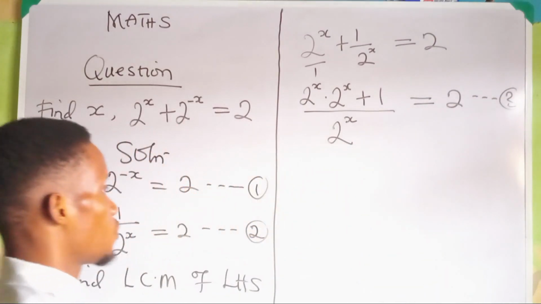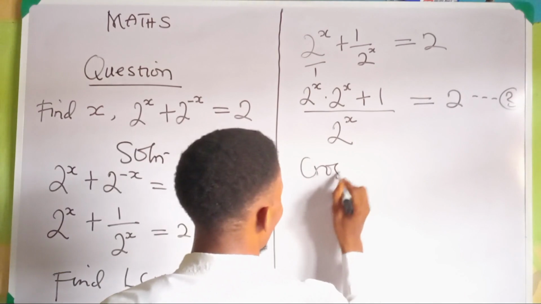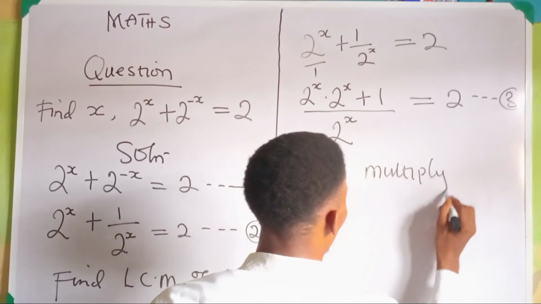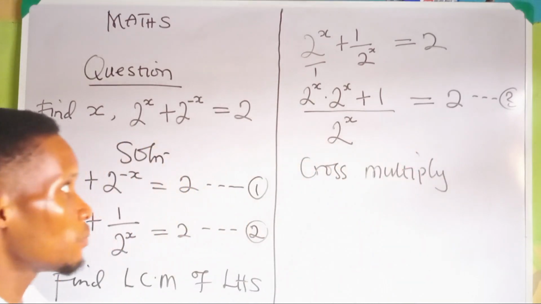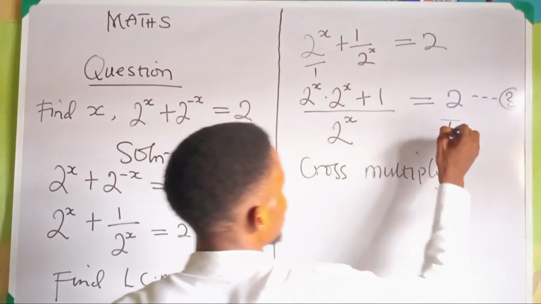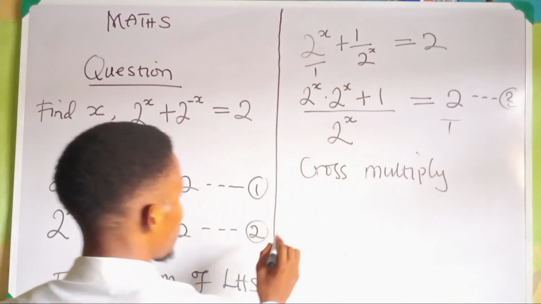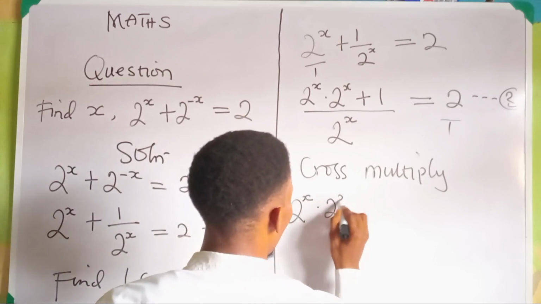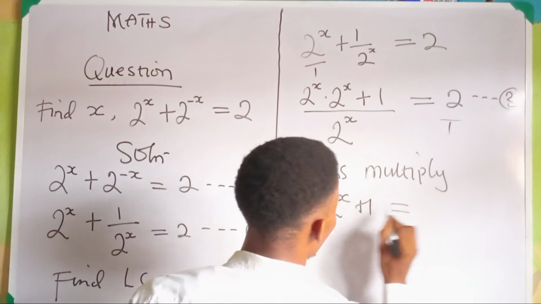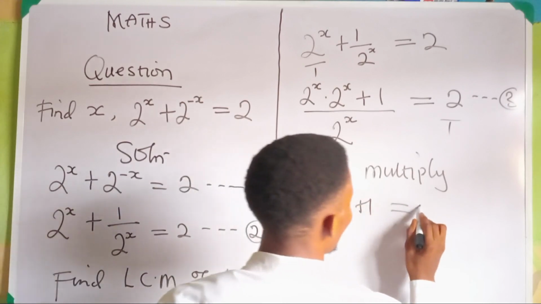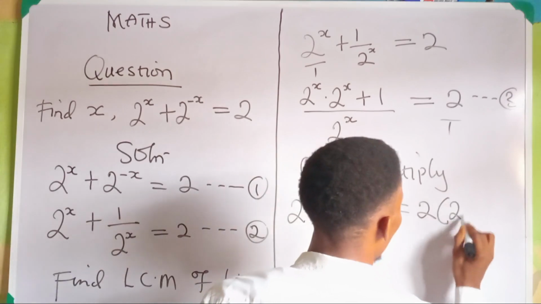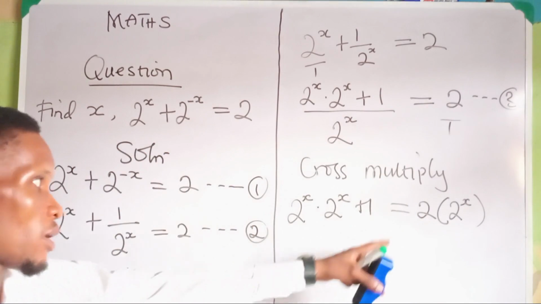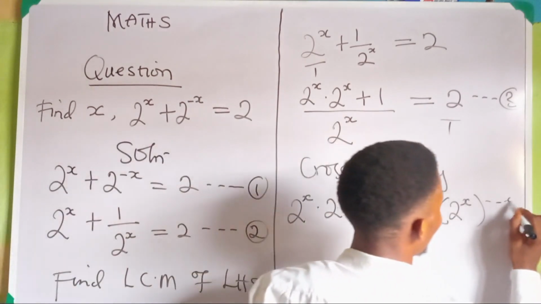Next thing is to do cross multiplication. If we cross multiply now, this is over 1, we are going to have 2^s times (2^s + 1) equals 2 times 2^s. That's when we cross multiply. So we are going to have this, and this is equation 4.